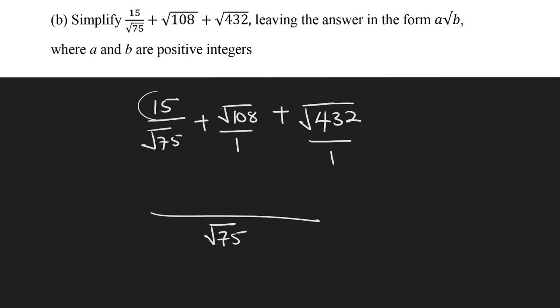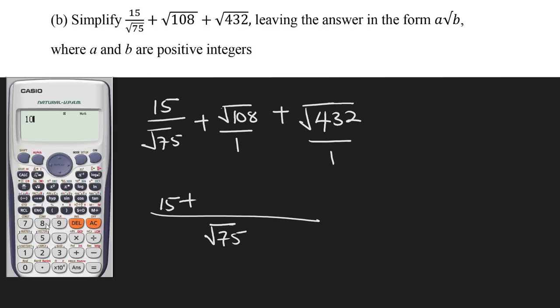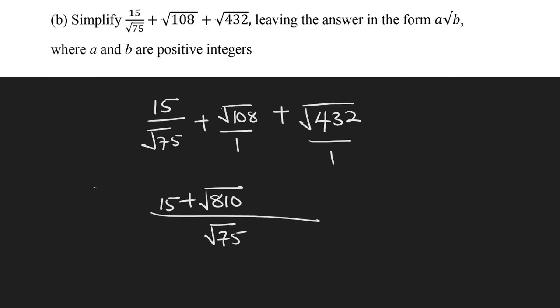So 1 times 15 is going to give us 15. Write it here. Then our plus root 75 divided by 1 is root 75. And root 75 times root 108, we're going to have what? Let's use a calculator. 108 times 75. We have root 8100.